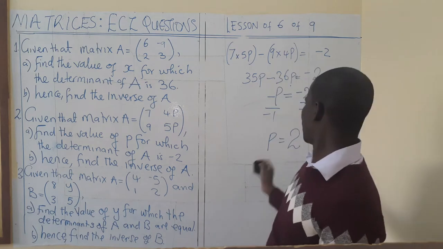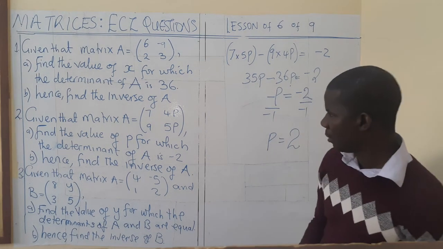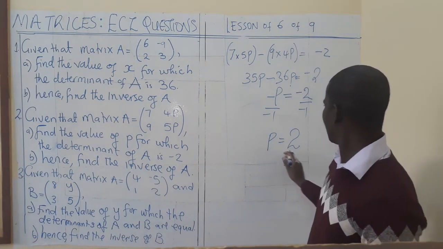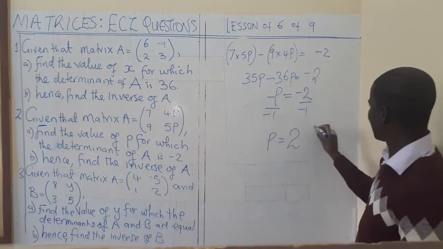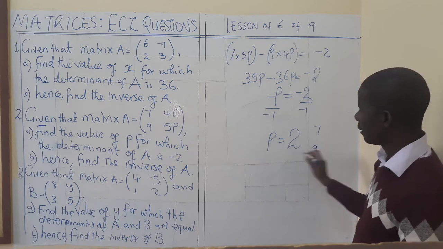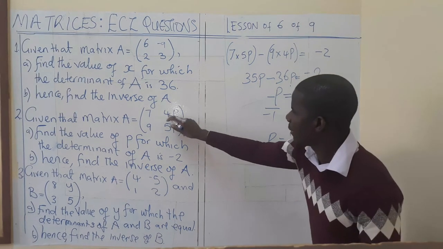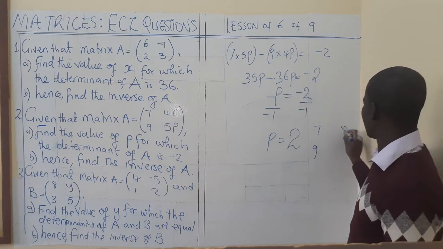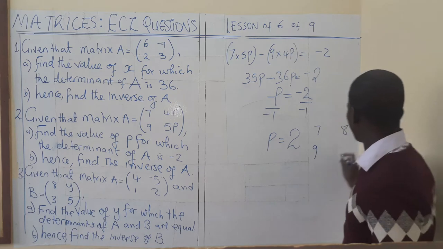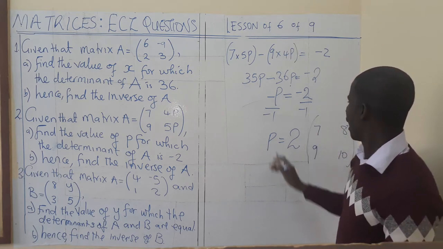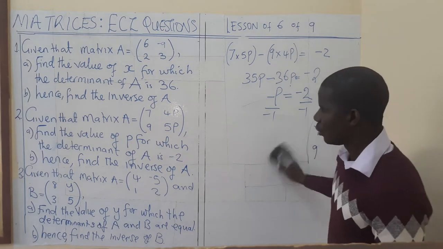So we now look at the inverse. What is our inverse? If this is the value of P, then this matrix is the same as 7, 9, then 4 multiplied by 2, which is our P, is 8, and 5 multiplied by 2 is 10. This is our matrix.